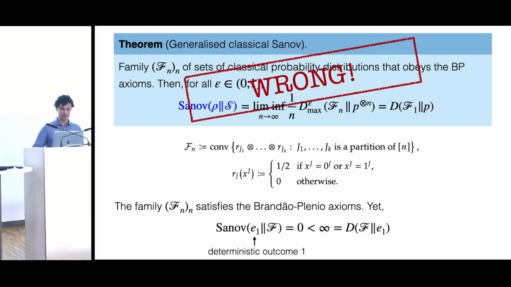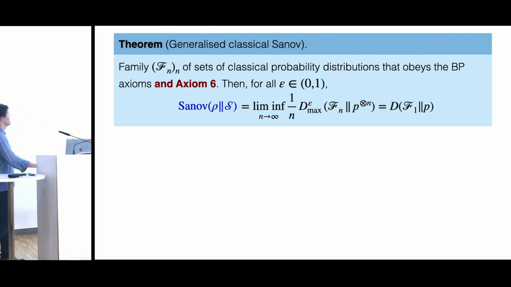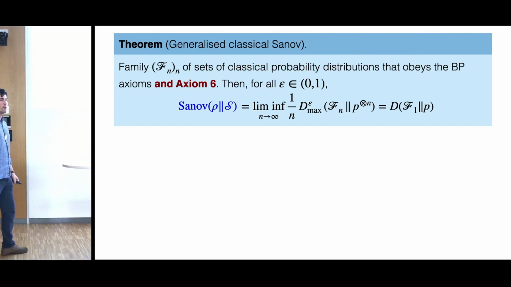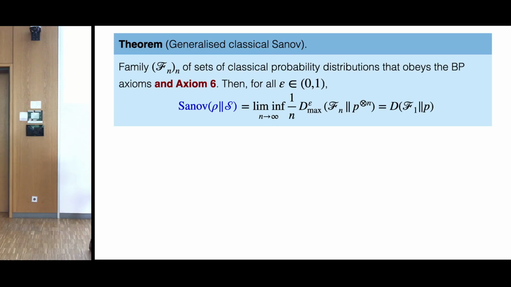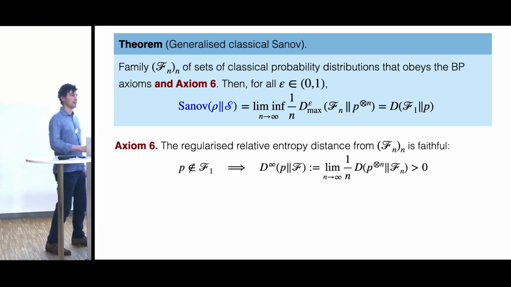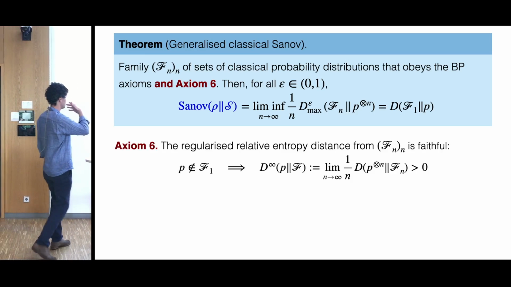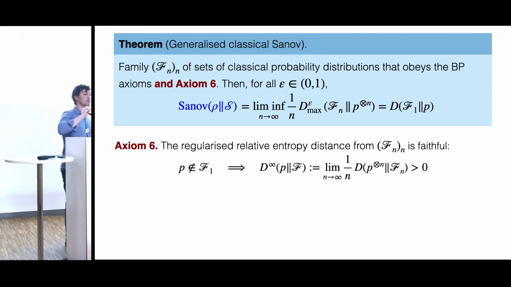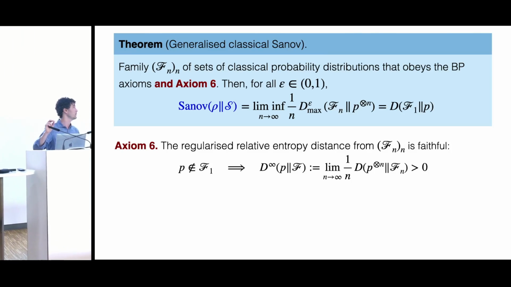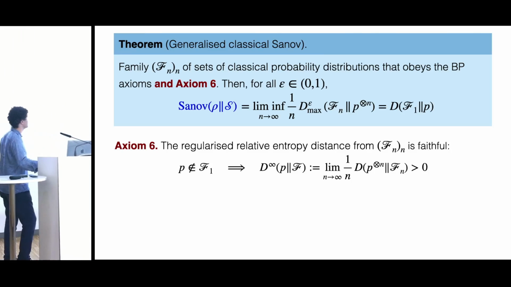So you need to modify this, and there are many ways to do this, but one way is to include what we call axiom 6. What is this mysterious axiom 6? Axiom 6 is the fact that the regularized relative entropy of resource is faithful. Whenever you take a probability distribution that's not in the first level of the free sets, then the regularized relative entropy must be strictly positive.